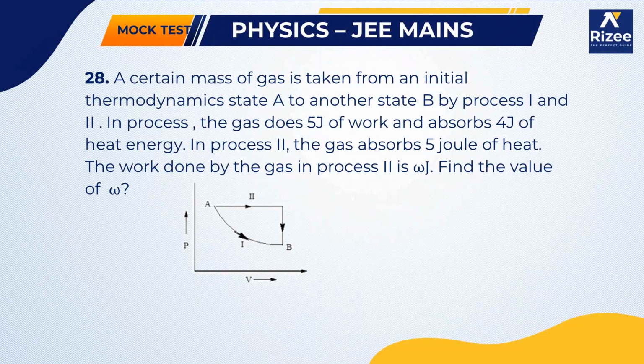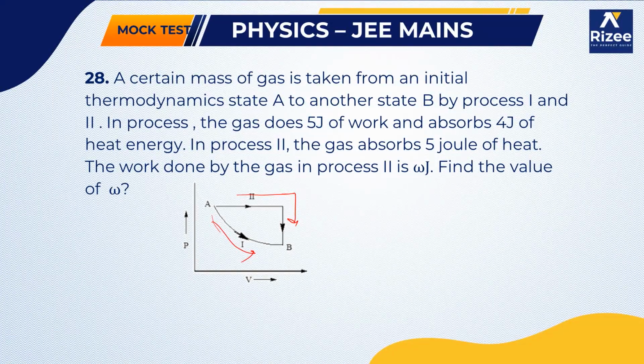So coming to the next question, sir. It's a thermodynamics graph question. A certain mass of gas is taken from an initial thermodynamic state A to the state B in processes 1 and 2. So this is your first process: from A to B it is going in this way, and in the second case it is traveling along this particular way. This is what he has given.